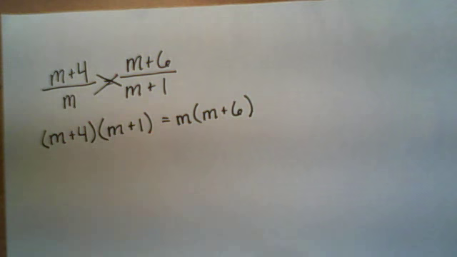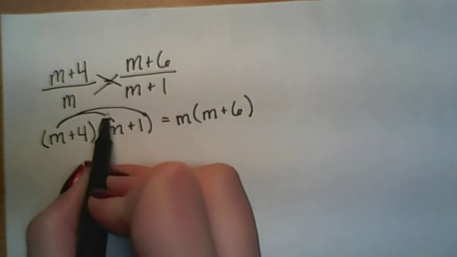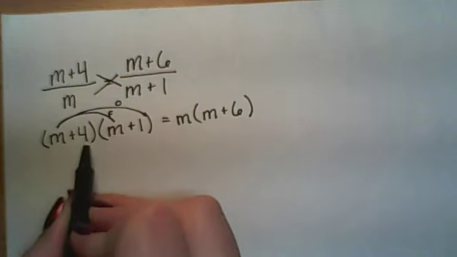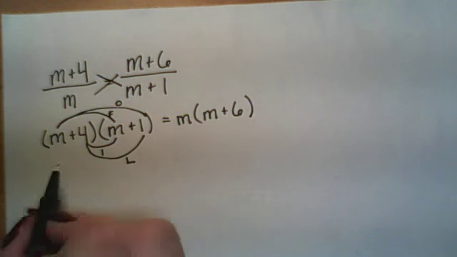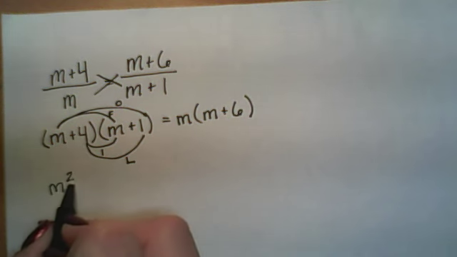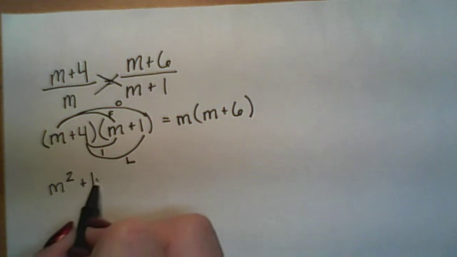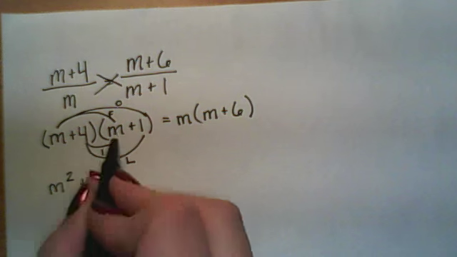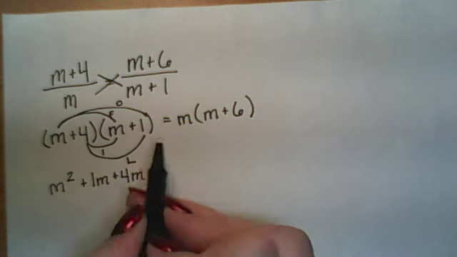Okay, right here, to simplify this, I'm going to have to use my FOIL. So I've got my firsts, my outers, my inners, and then my lasts. So my firsts are m times m, or m squared. My outers are m times 1. My inners are 4 times m. And then my lasts are 4 times 1.